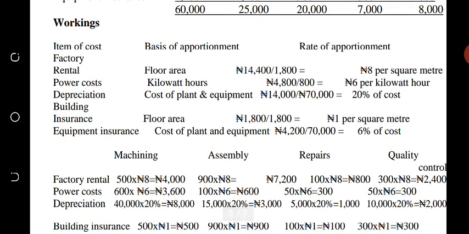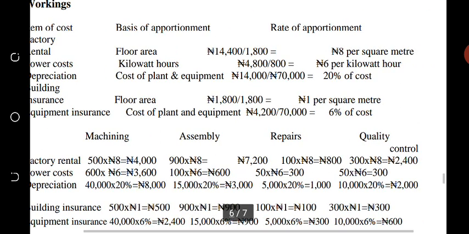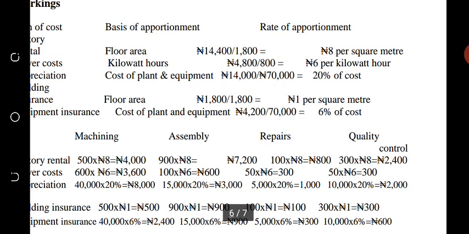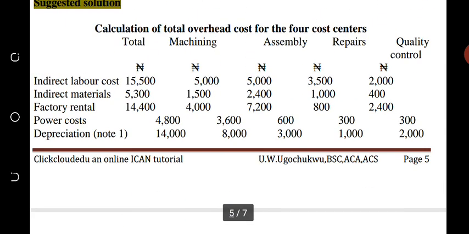The square meter for machining is 500. When we multiply by 500, we get 4,000. When we multiply for assembly, 900, you get this. When we multiply for repairs, we get this. And when we multiply for quality control, we get 2,400. So this will now be the cost for factory rent. That is what is being stated here.